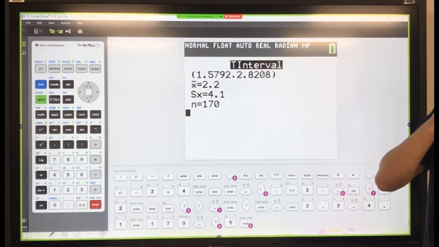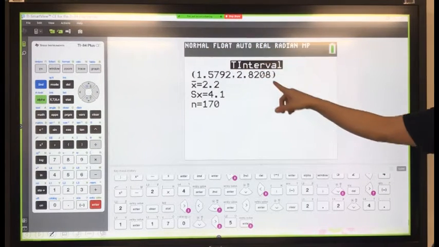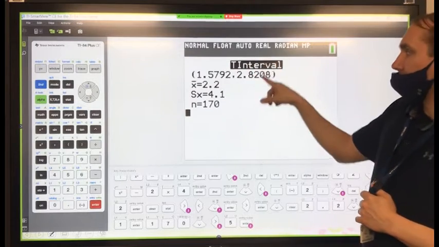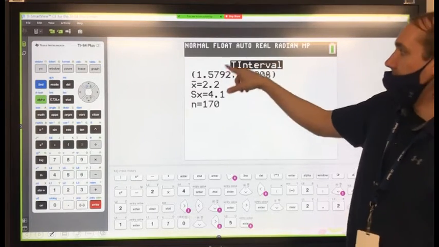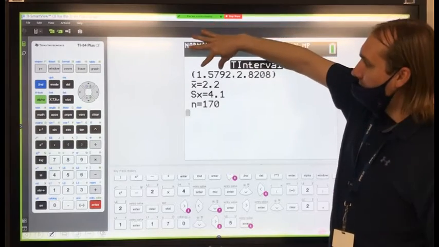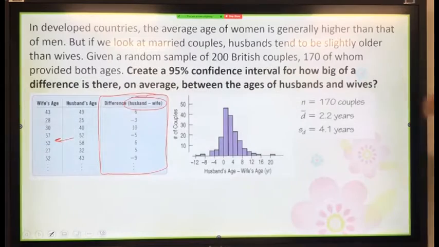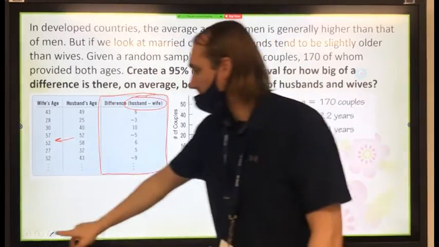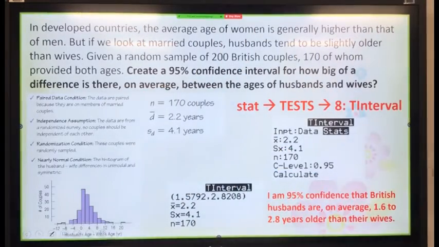Okay. Who's greater? Men, because I'm doing men and women, right? So if I'm getting positive numbers here, since men is my leading variable, that means that I believe 95% of the time on average, men are between 1.6 and 2.8 years older than women, as far as couples are concerned. Or sorry, as far as husbands and wives.